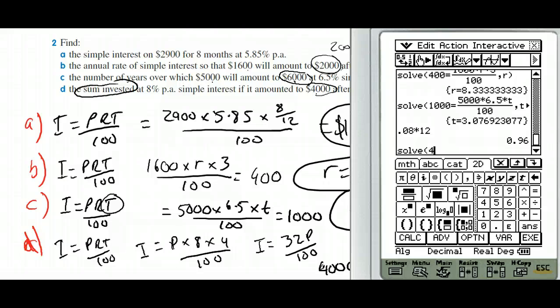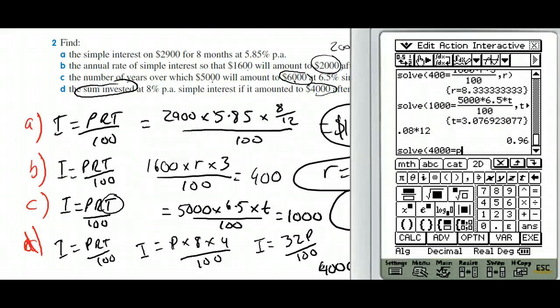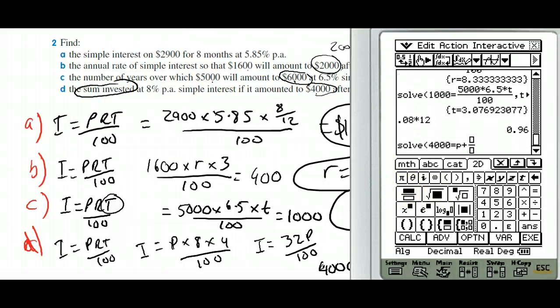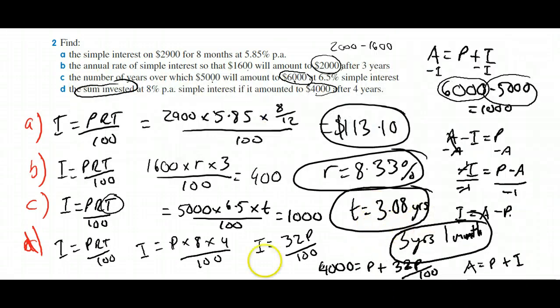Solve 4,000 equals P plus, make a fraction, 32 times P over 100. We want to solve for P. P is $3,030.30.